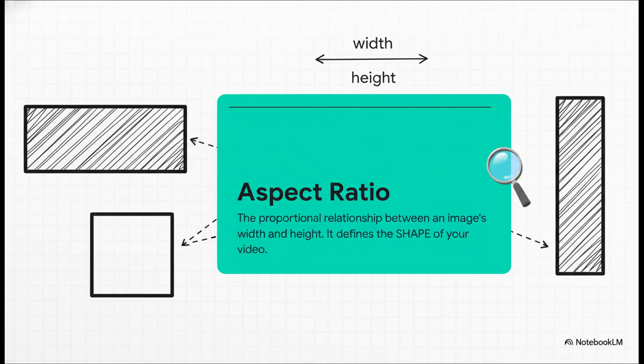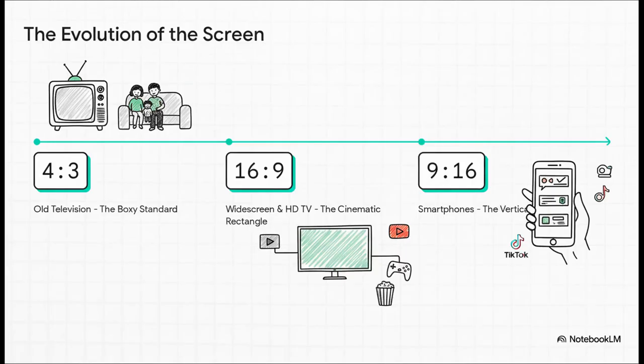Okay, so what about aspect ratio? Well, if resolution is all about the quality of the image, aspect ratio is all about the shape. That's the key word. It's just a simple ratio that compares the video's width to its height. And this one little number decides if your video is a wide rectangle, a perfect square, or a tall vertical slice.